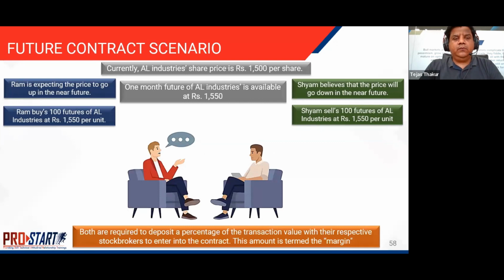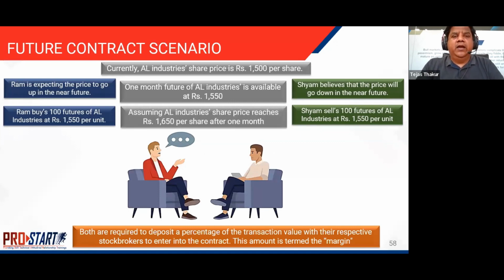Now, both are required to deposit a percentage of the transaction value with the respective stockbrokers to enter into the contract. This is known as the margin. So you can't just enter like that, because you're not paying the full amount, you're just paying a margin amount, and that has to be deposited upfront. Fair?